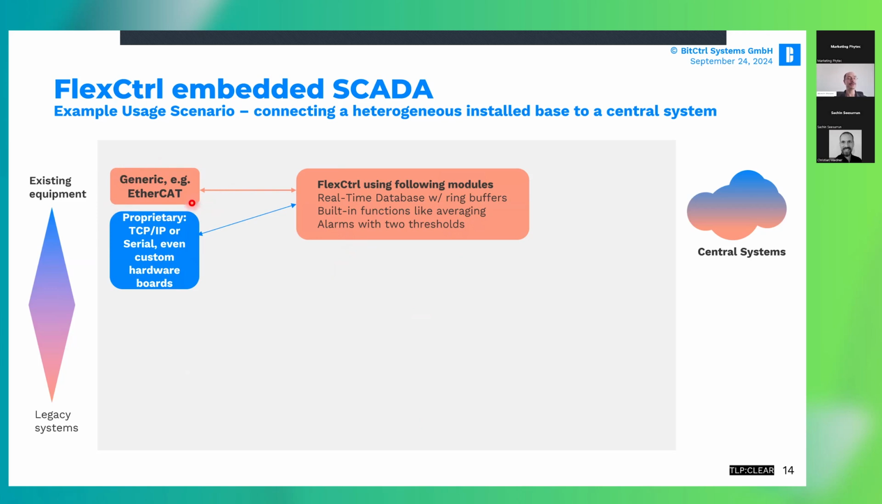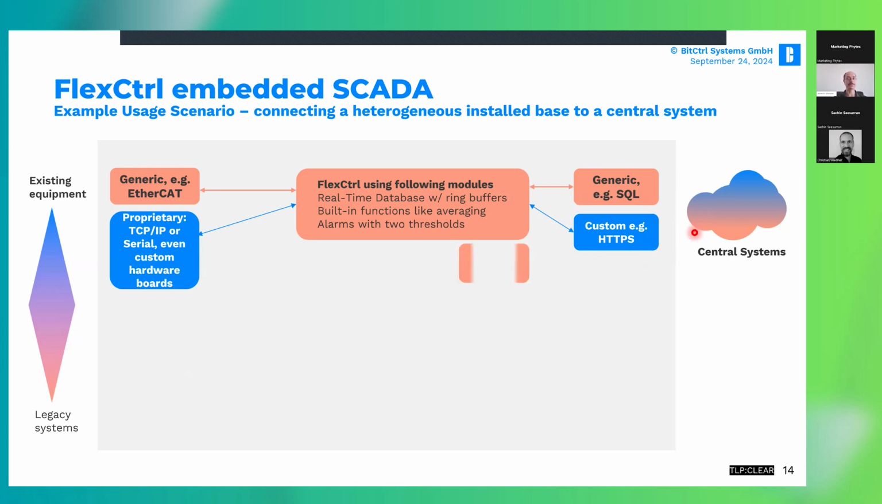comes as part of the package like EtherCAT, but it can be also a proprietary solution that connects even to custom hardware boards. Likewise, at the right side, we can connect to the central system either using generic ways, SQL as the most simple example, but also here we can implement proprietary protocols that connect to a central system, let's say via HTTPS. This is already the real-time data path that you can achieve with Flex Control.